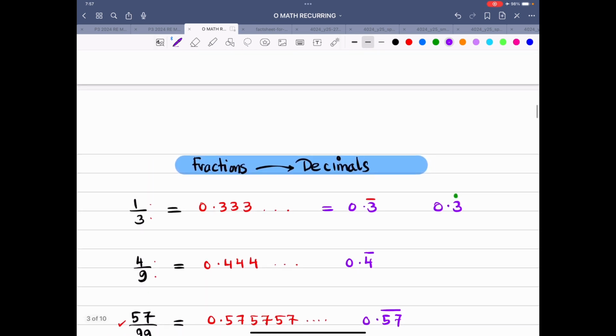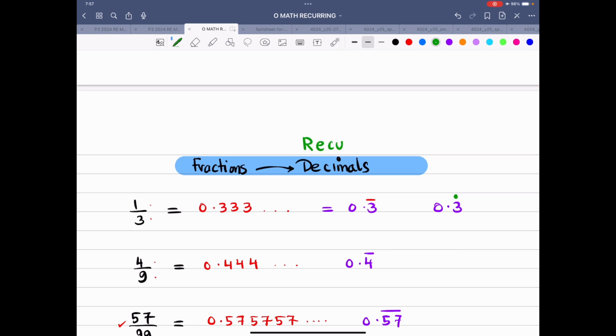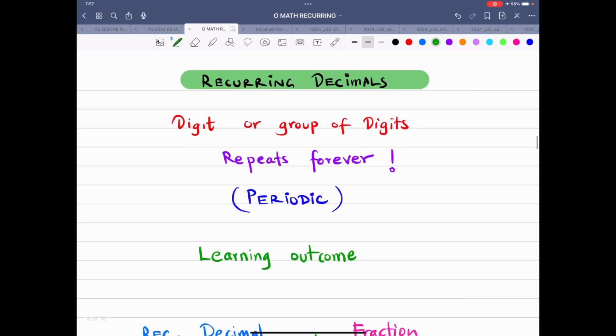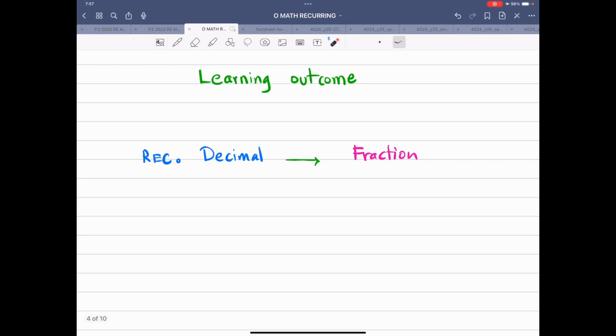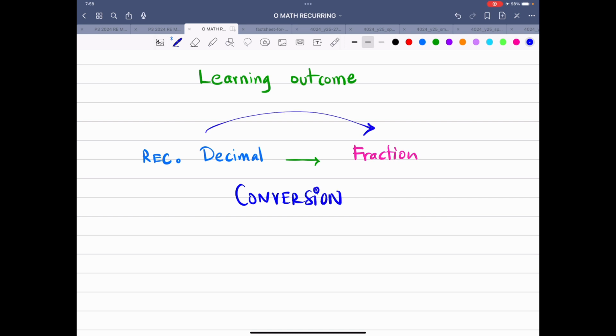Now these decimals that we are dealing with are called recurring decimals. And over here, it could be a digit or a group of digits. Over here, basically, I have written down what it means. A digit or a group of digits repeats forever. There is a pattern to it. It is periodic. So what are we focusing on? We are focusing on converting recurring decimals into fractions. So let me write it down. The focus is on conversion, the conversion from recurring decimals into fractions.